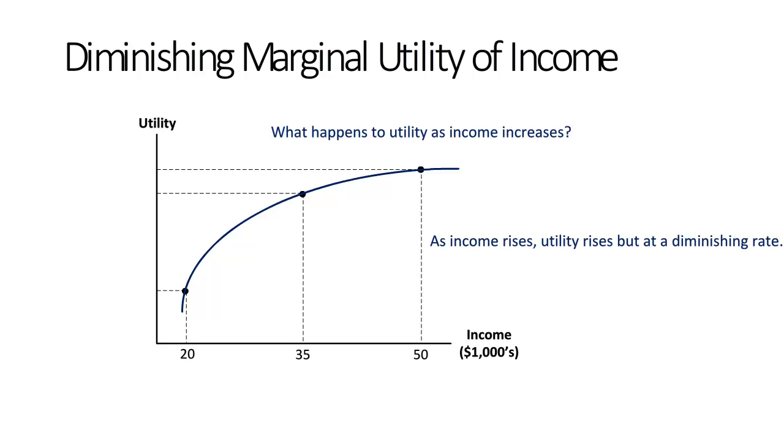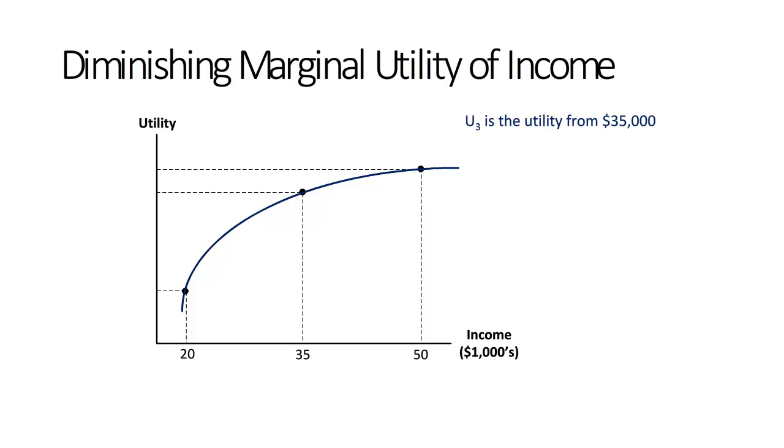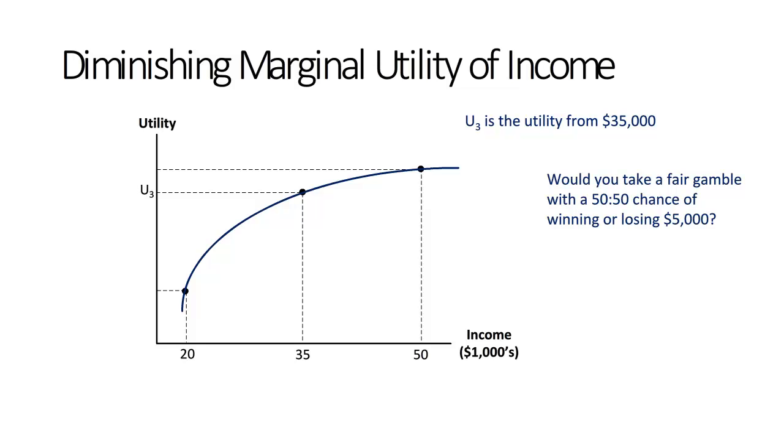Here we review diminishing marginal utility. You see, as income increases, utility rises, but it rises at a diminishing rate. Imagine you are risk averse, have an income of $35,000, and are offered the opportunity to play a game that returns $5,000 if you win and costs you $5,000 if you lose. Your certain income of $35,000 yields a utility of U3 for sure.